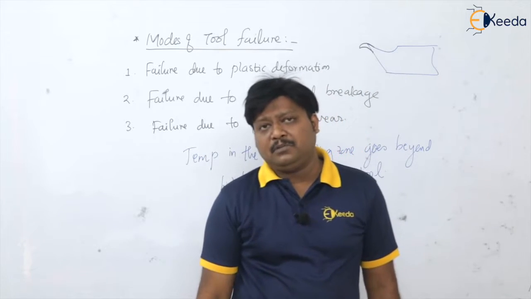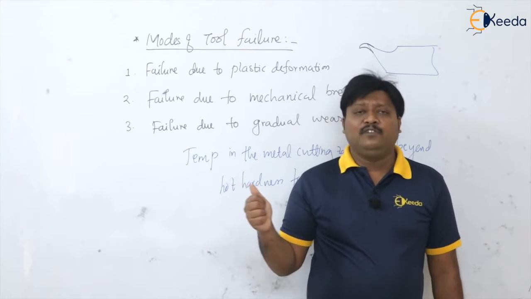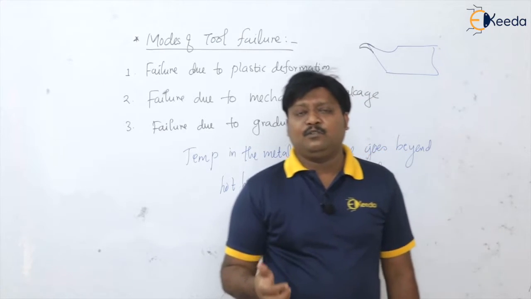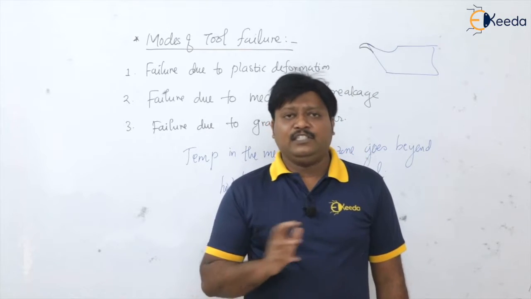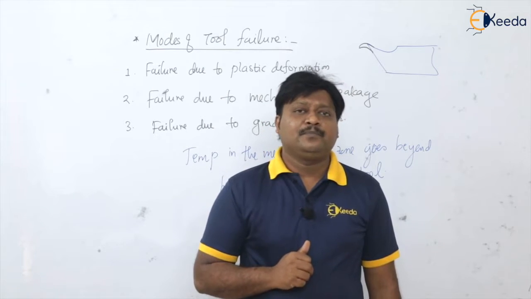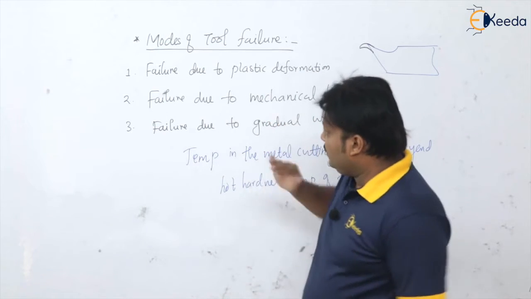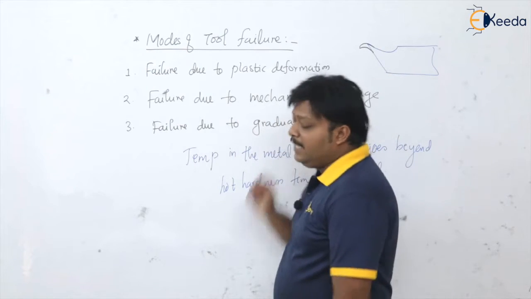So of course, this kind of tool failure because of plastic deformation is not the normal failure. This is the abnormal failure. Please remember this. Now let us talk about the second mode of tool failure, that is failure due to mechanical breakage.